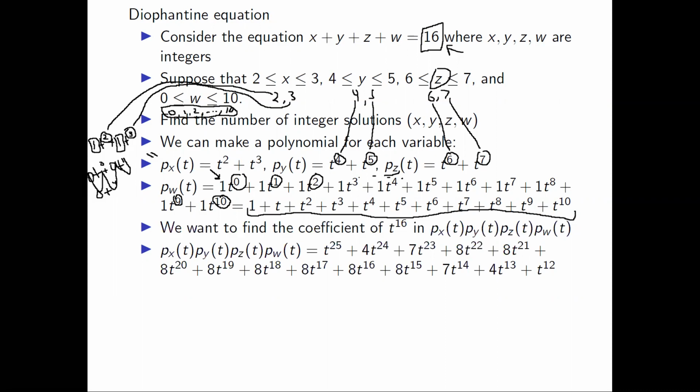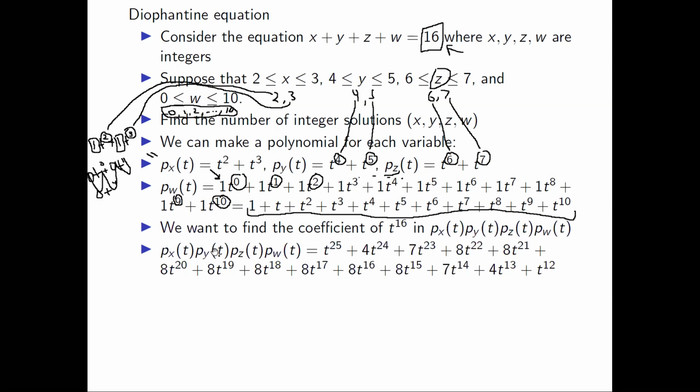And when you multiply these polynomials together, you get t to the 25th plus 4t to the 24th plus 7t to the 23rd. And then for the terms from t to the 22nd all the way down to t to the 15th, all of the coefficients are 8. And then t to the 14th has a 7 coefficient, t to the 13th has a 4 coefficient, and t to the 12th has a 1. So our coefficients go 1, 4, 7, a bunch of 8s, and then 7, 4, 1.